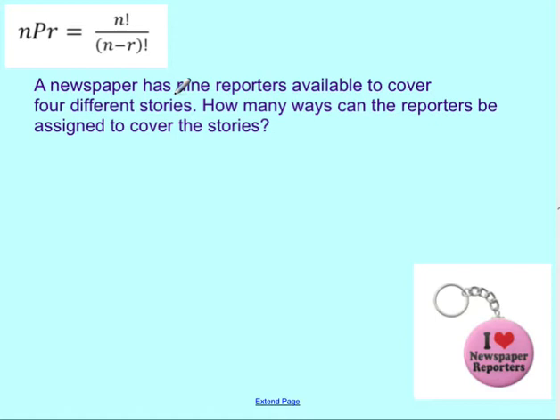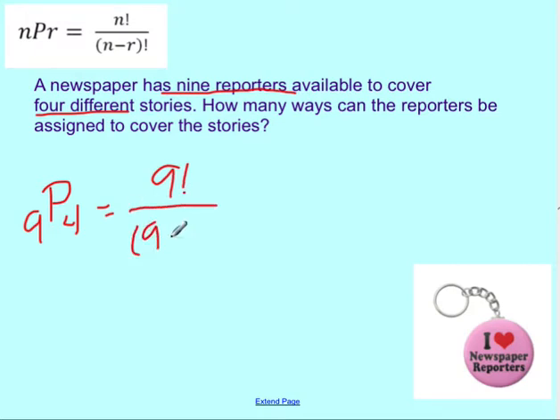So there's 9 reporters available, but we're only covering 4 different stories. So what you should be starting to notice is that the smaller number is always your R. So we have 9 total, but we're only picking 4. So let's go ahead and plug that into the formula. On top we have 9 factorial, and then on the bottom we have 9 minus 4 factorial. So then we have 9 factorial divided by 9 minus 4 factorial, which is 5 factorial.